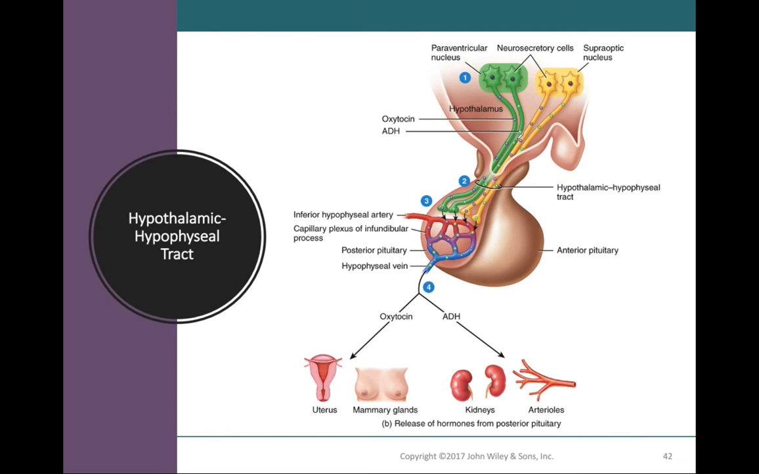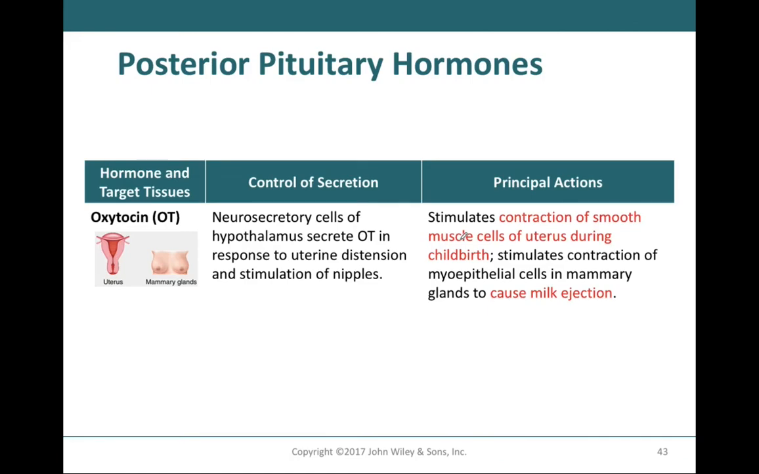So when these two hormones make their way down to the axon terminals, they'll be released into the bloodstream and they'll be taken out to wherever their target tissues are. Now there are two major target tissues for oxytocin, the mother's uterus and the mother's breast. So we can see each of those indicated here. In the case of uterine distension during childbirth or the stimulation of the nipples during nursing, both of these things are going to cause the release of oxytocin.